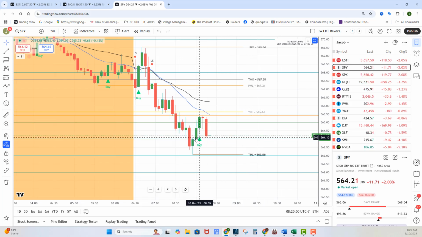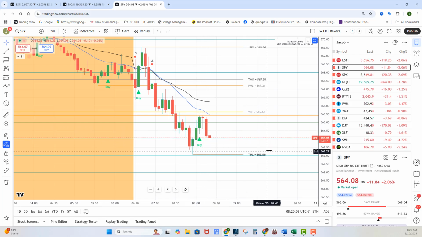So winning trade on the buy, and now we'll see if the bears follow through to the downside.